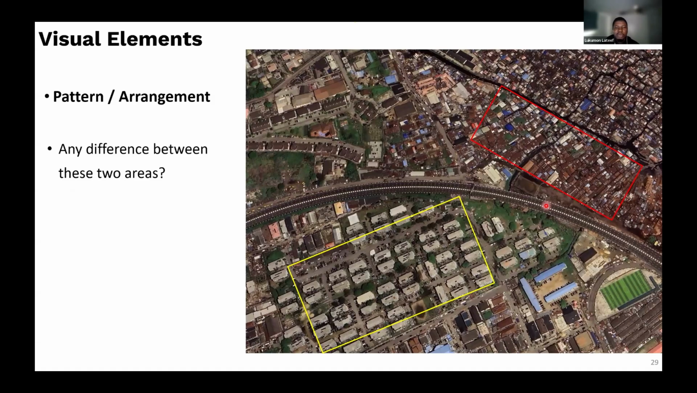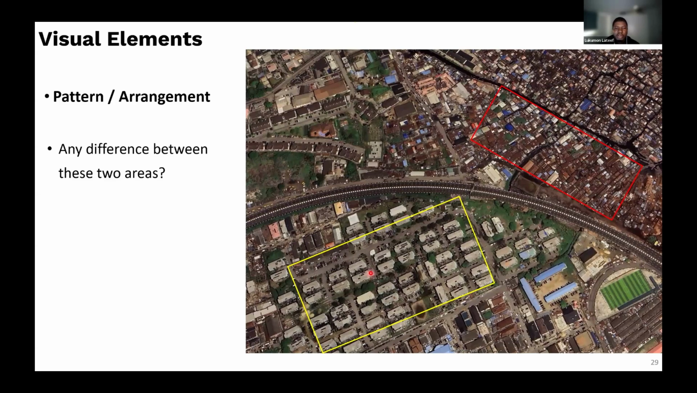Yeah, this is similar to what I showed earlier. So you can use the pattern or arrangement to classify features, especially if you have the same features and you want to categorize them. So here you can see the buildings are clustered together. They don't have a uniform pattern, and have different roof types.